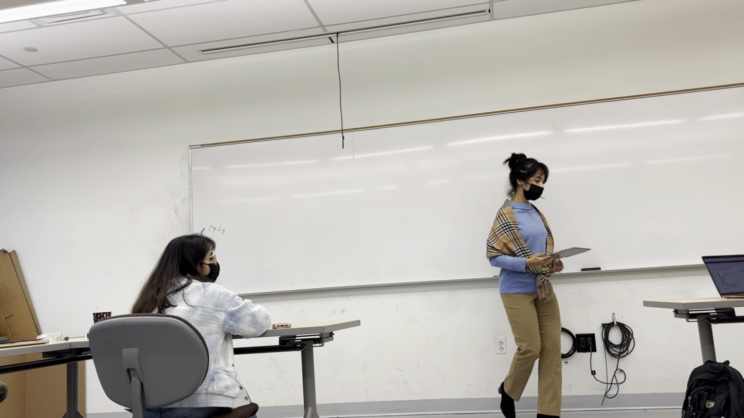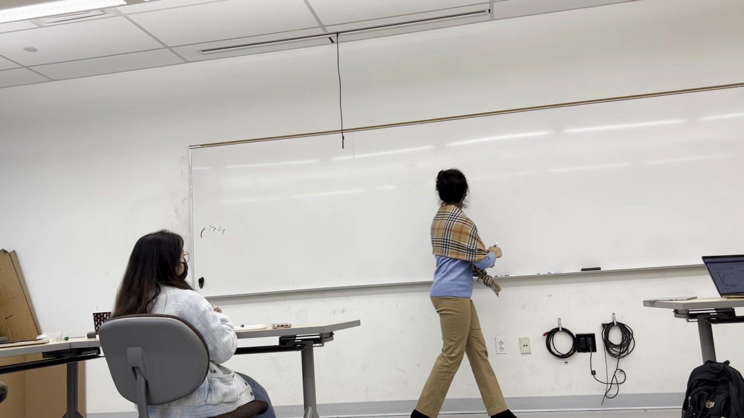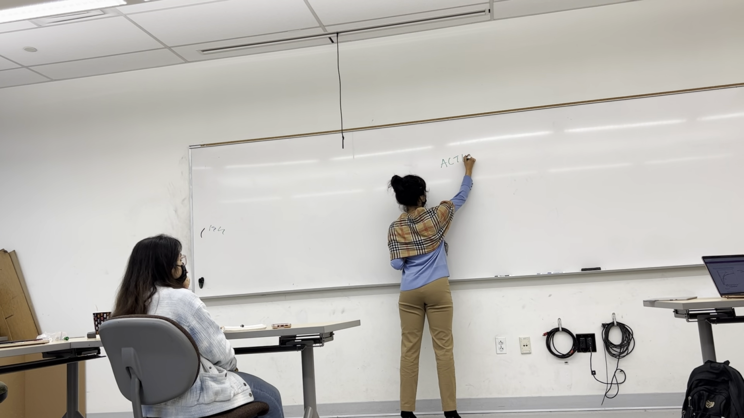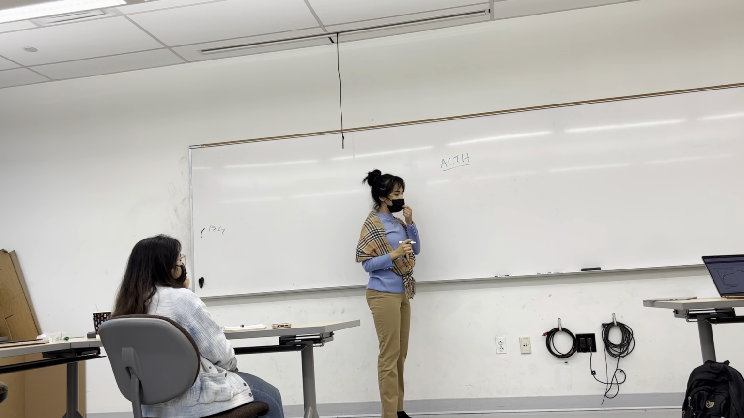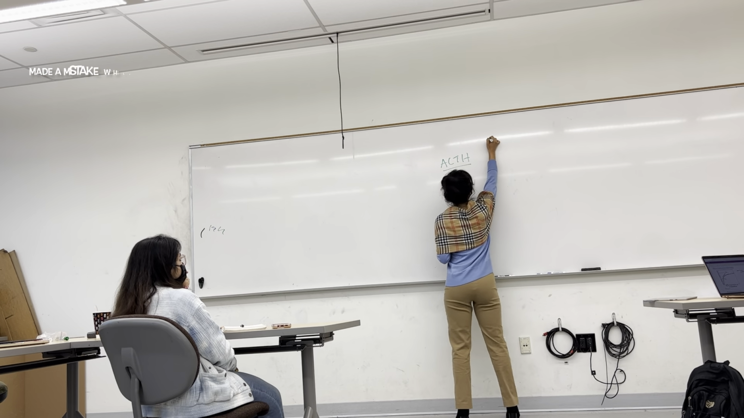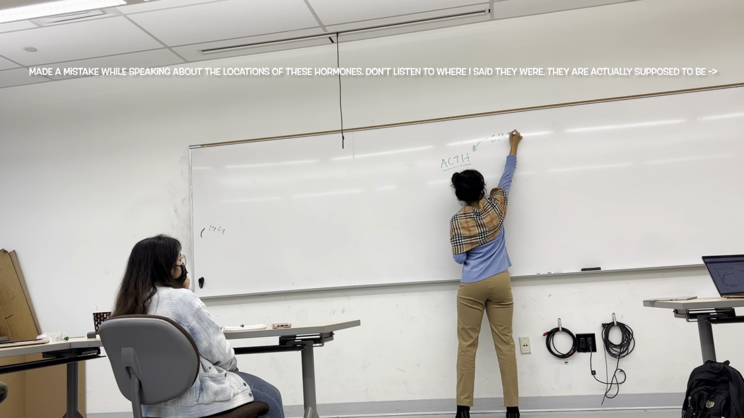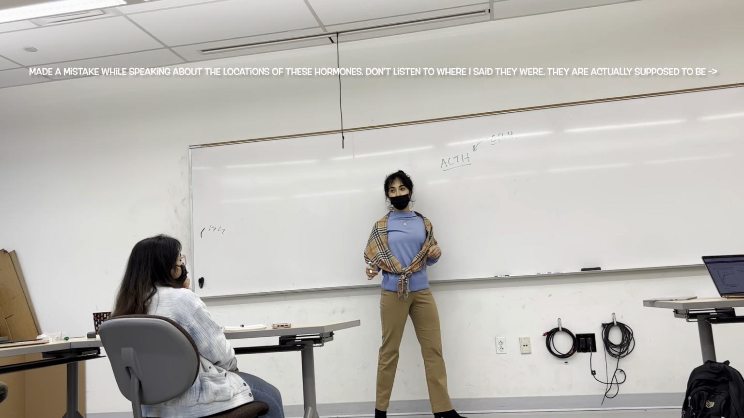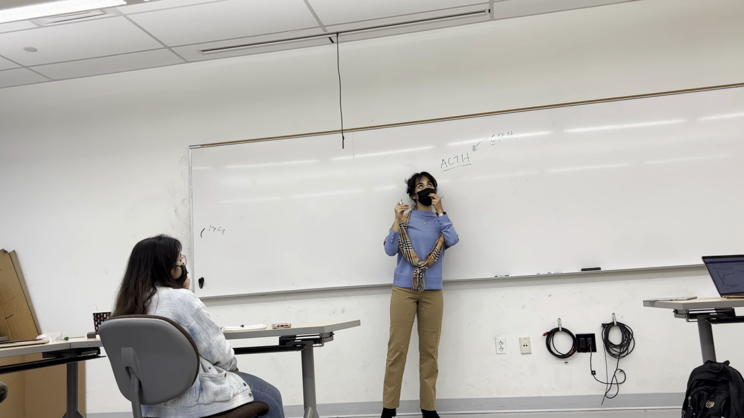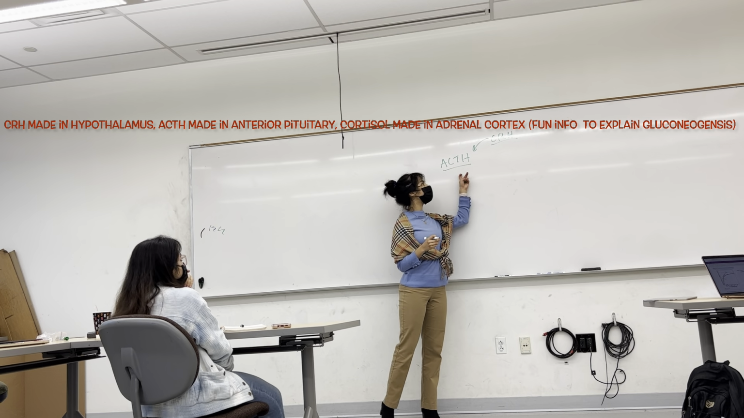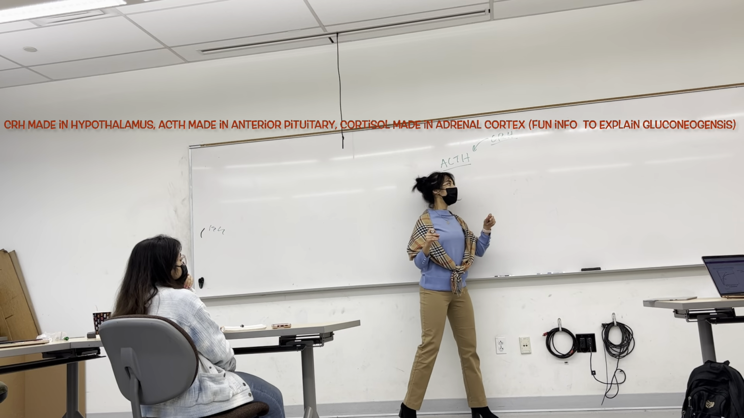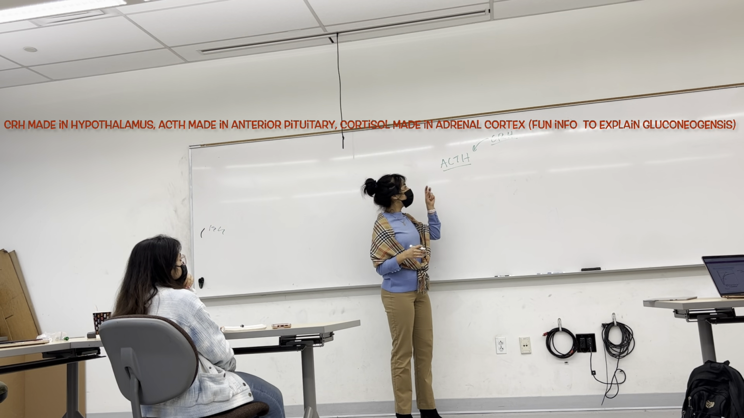I'm just giving you an example so you can see it. If I have an increase in ACTH, this is made in your adrenal medulla, actually, and it's activated by corticotropin releasing hormone, which is made in your anterior pituitary. So I'm talking about your anterior pituitary, your hypothalamus, okay? Yeah, I'm right.